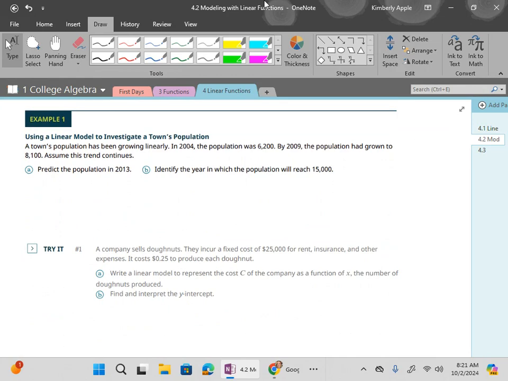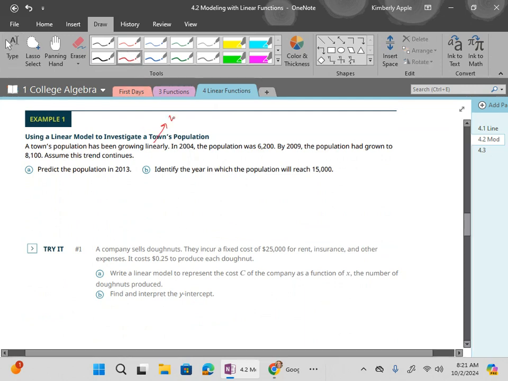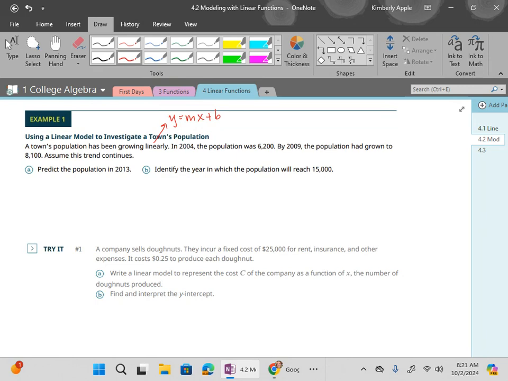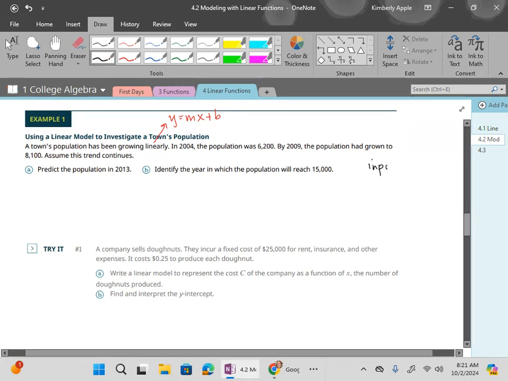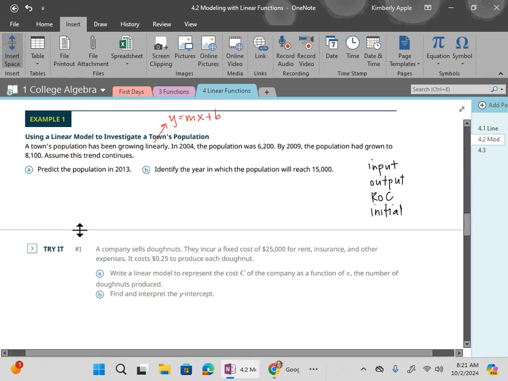the town's population has been growing linearly. That immediately tells me that I'm going to use this to write a model. So then in 2004, the population was 6,200. In 2009, the population has grown to 8,100. So let's go ahead and make our little list here. Input, output, rate of change, initial value. Let me do something. I'll need some more space for this.